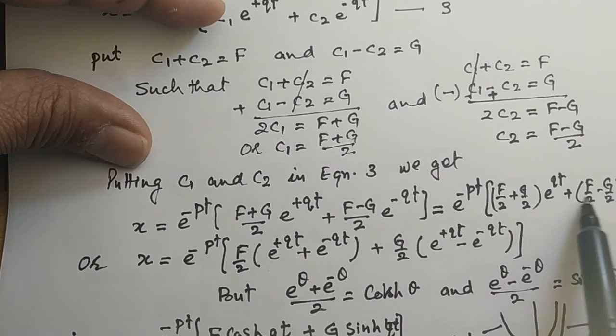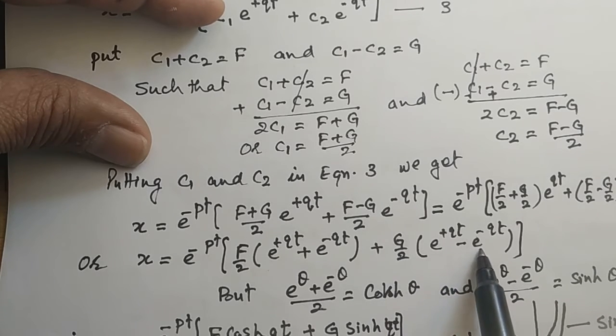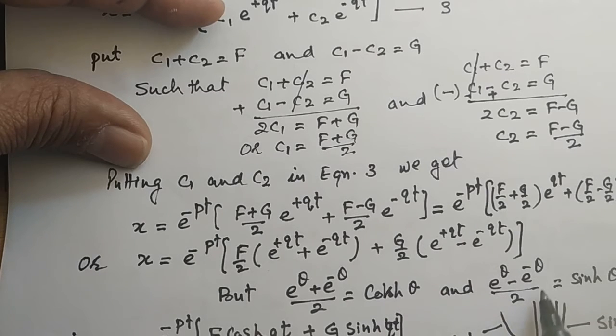And when you get the g terms, this term and this term, you will get g by 2 common, and e^(qt) minus e^(-qt) term. If you take this 2 under this term and this 2 under this term, then we can compare with it: (e^θ + e^(-θ))/2 is called cos hyperbolic θ, and (e^θ - e^(-θ))/2 is called sine hyperbolic θ.